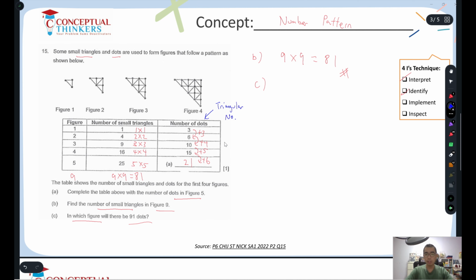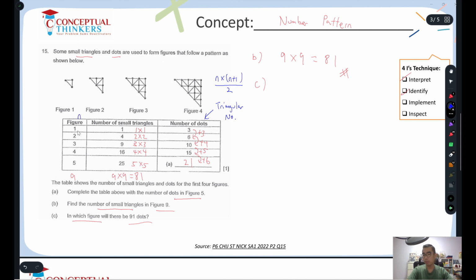If you can't remember, you can't actually execute the step to get to triangular number. So what I would like you to do is to memorize the formula. Now, there's a lot of variation for triangular number. The most common one they will use will be n times n plus 1 over 2, whereby the n is actually linked to our figure number. So the figure number will be n.